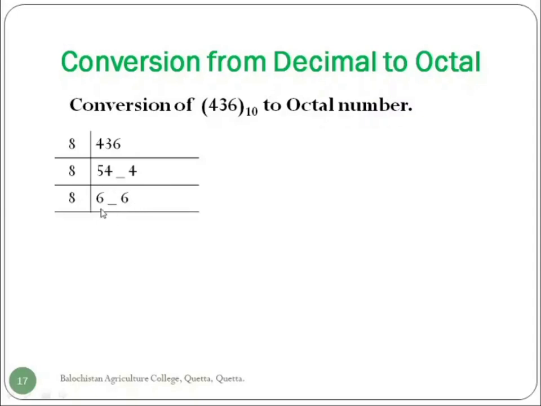Now this 6 cannot be divided further by 8, so this process is completed here. So we write these digits in this direction: 6 6 4 and base 8. In this way you can convert any decimal number to an octal number. Now we will convert this octal number back to a decimal number, and for that we will take the same example of 664 so that you can verify these results. The result of this octal to decimal conversion should come to 436.